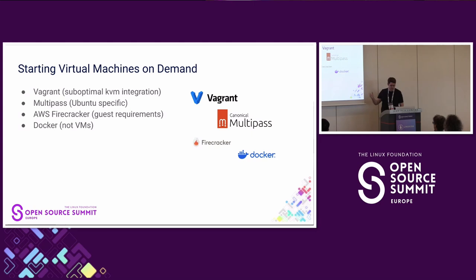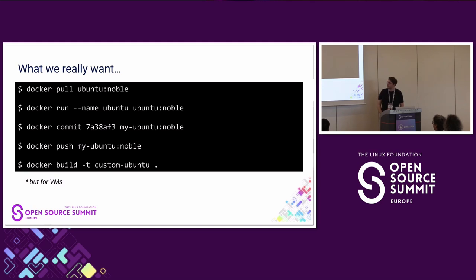Yeah, and then I did include Docker, but obviously that's not the thing we want because it doesn't run virtual machines. But what we actually want, you all probably know Docker, right? We want to pull images, run our Ubuntu, just one terminal command. We want to commit it to a new image, push it to a registry so that other people can use it with our modifications. We want to build custom images from other images. That's all very useful, and that's stuff we do with Docker all the time, and we want that, but for virtual machines. Can't be that hard, right?